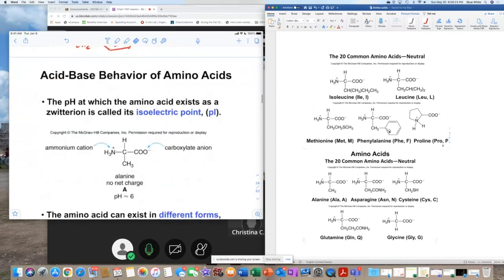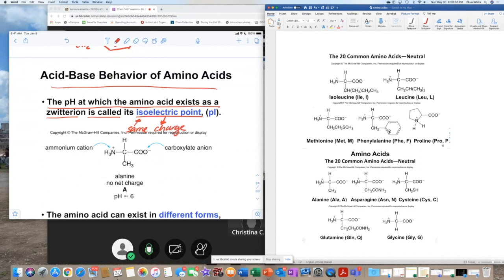Okay. So we're moving on to the acid-base behavior of the amino acid. And we're told here, the pH at which the amino acid exists as the Zwitter ion is called the isoelectric point. So I am not great with terminology, so what I try to do is read into it and understand why they picked that word exactly versus a different word. So iso usually means same, and then electric here is talking about charge.